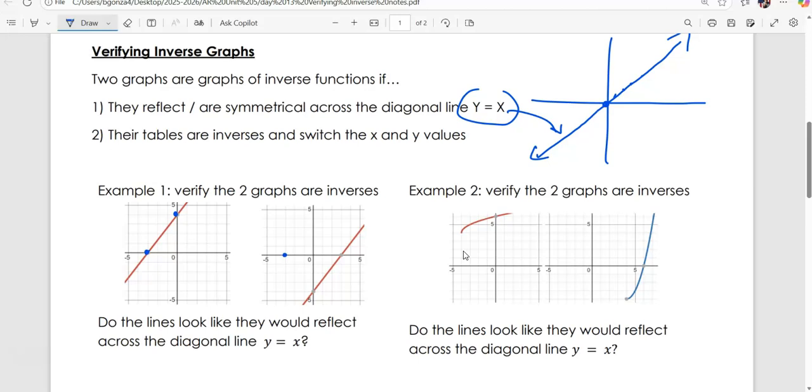And this point, okay, I'm kind of just taking a look at it. Does that look like it reflects across this diagonal line? Does it look the same on the top and the bottom? It does. It looks like it.